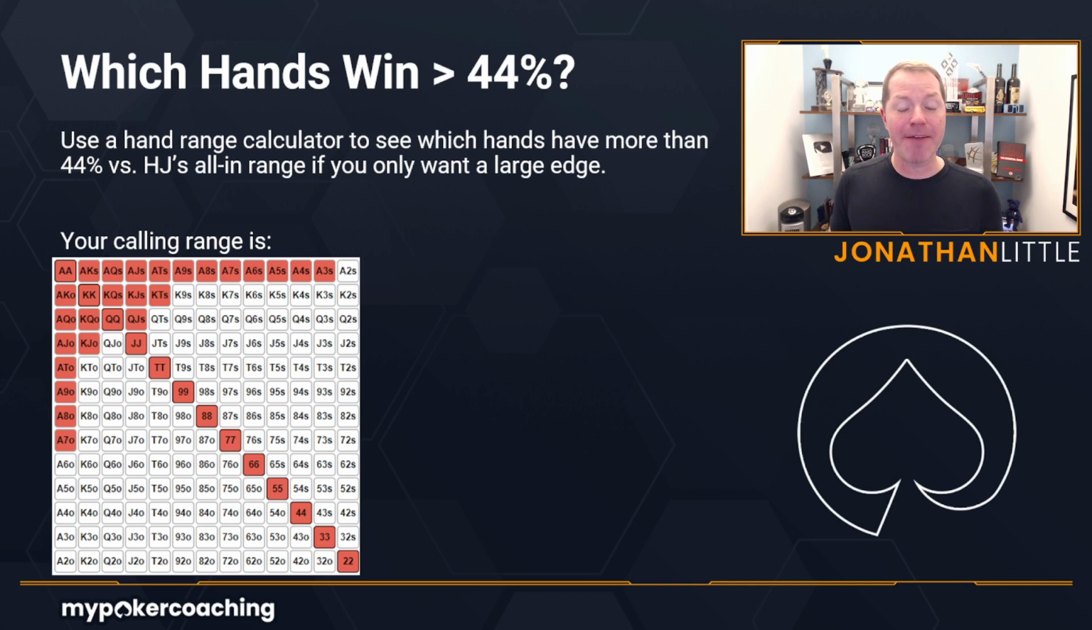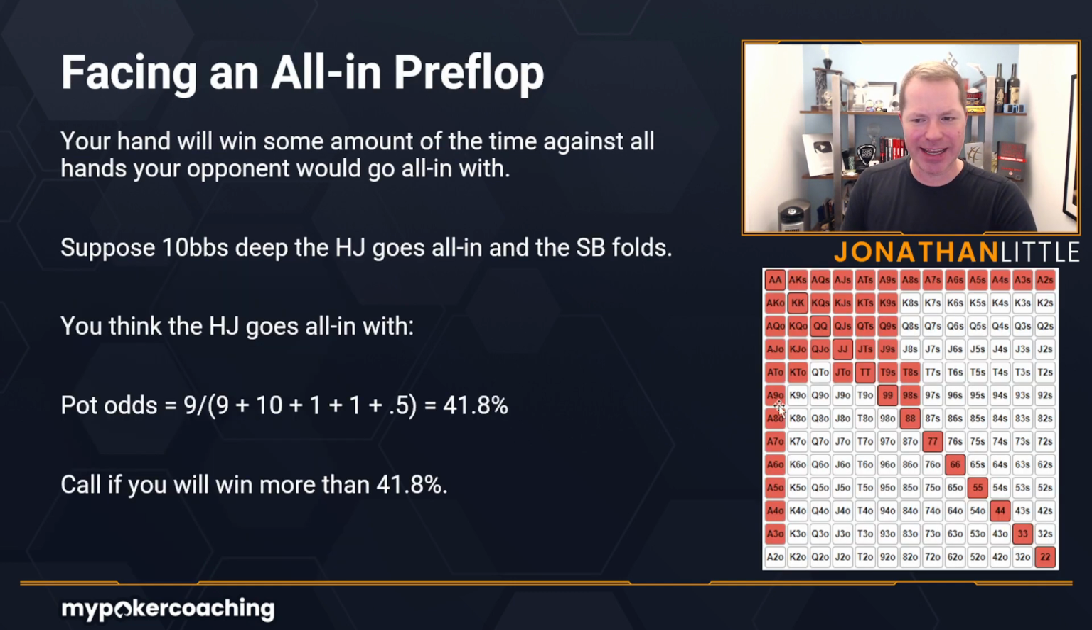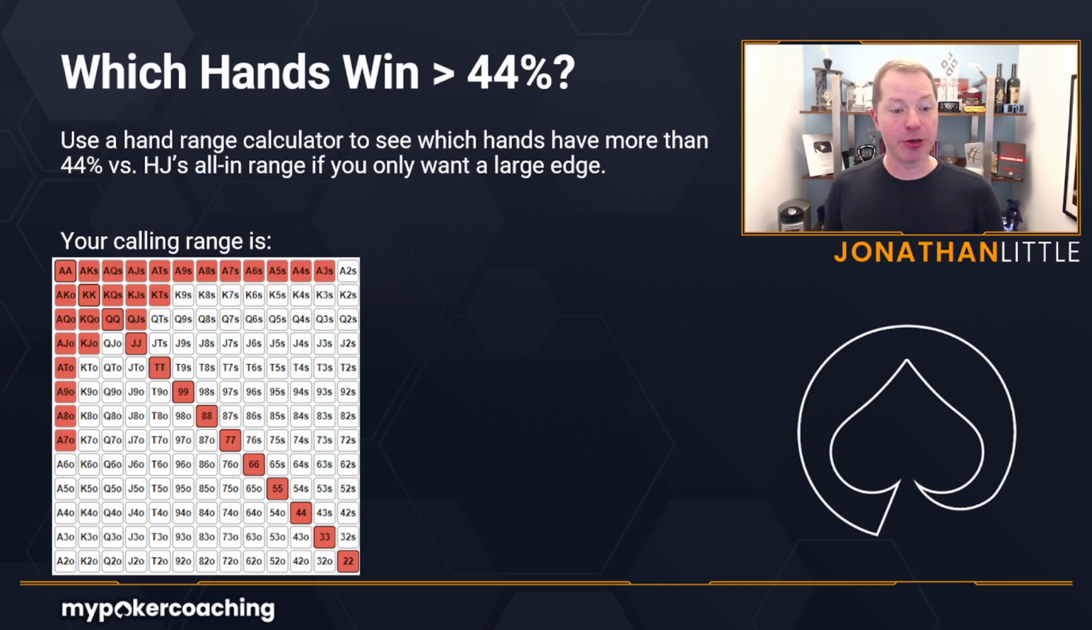So you perhaps want to have 44% equity instead of 41.8. I think this is reasonable, and this is often what you will want in a scenario like that. And now you would call off with a range like this, with these hands in red. All of these hands in this range have more than 44% equity against the opponent's all-in range. Okay? So in this scenario, you should call with these hands.